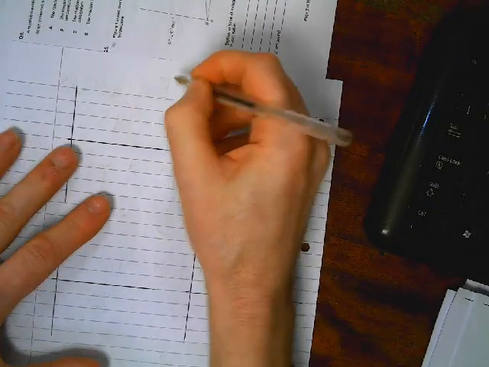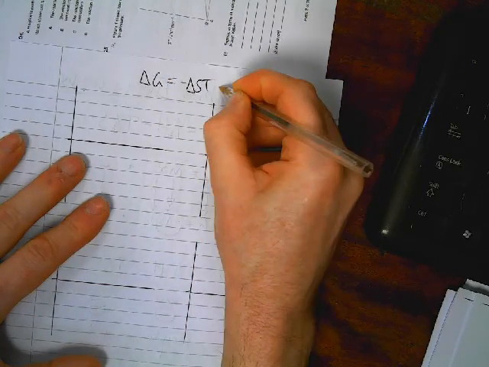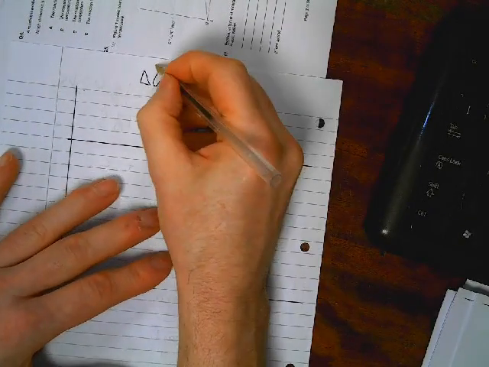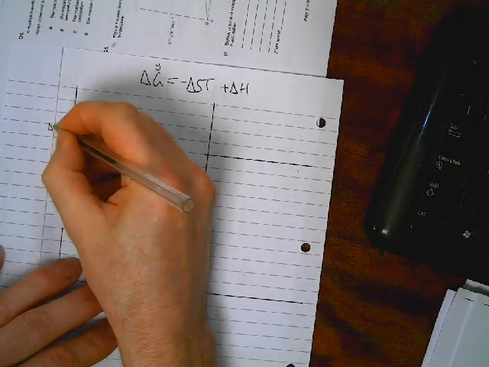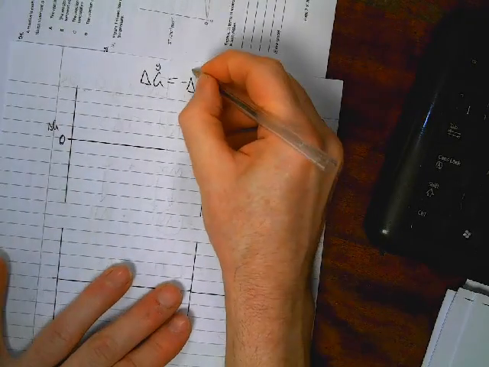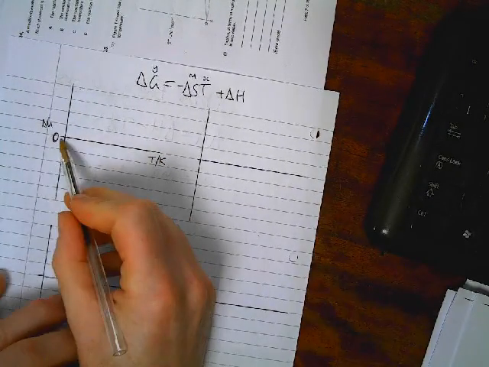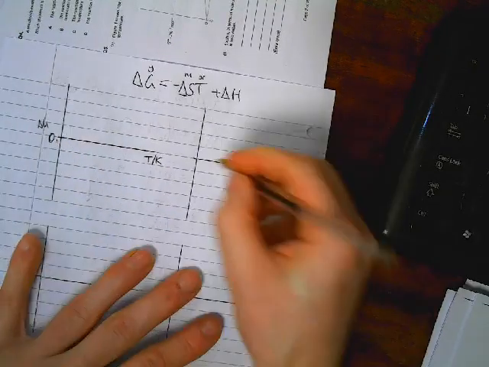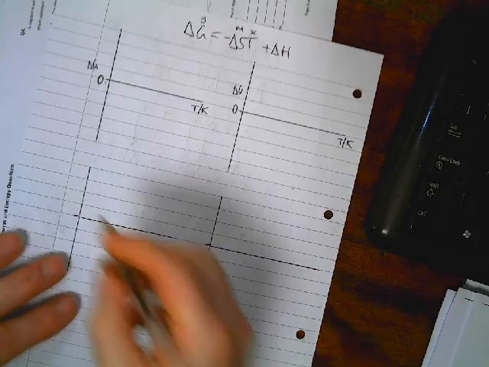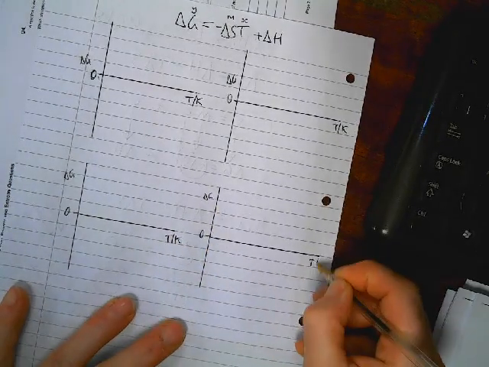I'm going to write the rearranged equation up here: delta G equals minus delta S T plus delta H, to remind you of the equation for a straight line. The y-axis is delta G, so we're going to label that as delta G, and this is 0 on that axis. The x-axis is T in Kelvin, so down here is absolute 0 Kelvin. I'm going to do this on all of my graphs: delta G is 0, temperature in Kelvin.